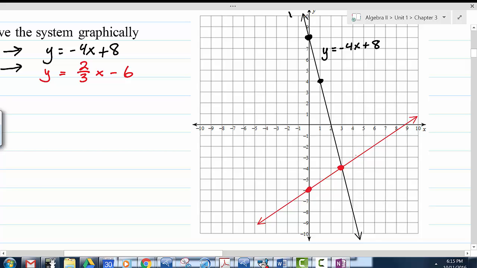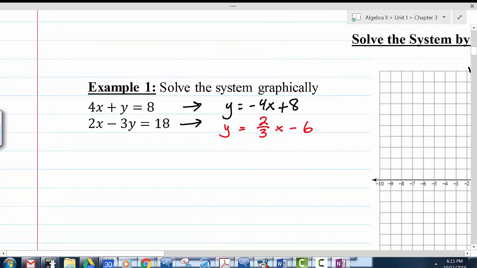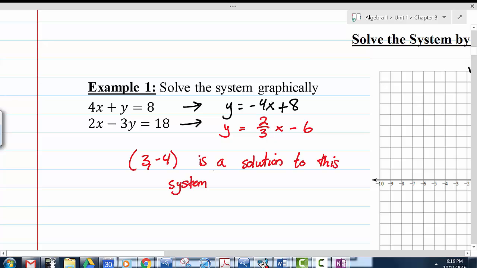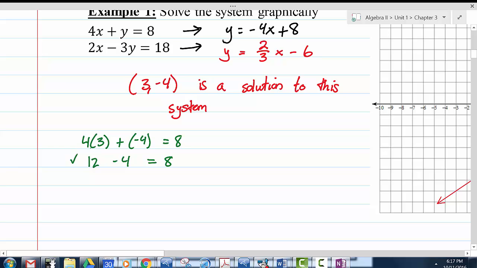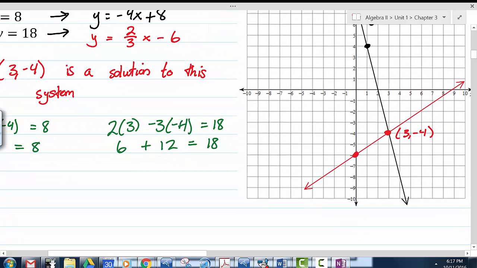And as you can see, they intersect at the point (3, -4). So I should put it over here that (3, -4) is a solution to the system. In other words, put that ordered pair with that 3 in for x, -4 in for y, and you're going to get a true statement. Wait a minute, let's verify that. It works for 4x plus y equals 8, and it also works for 2x minus 3y equals 18. So yeah, we have that as being our solution to this graph.